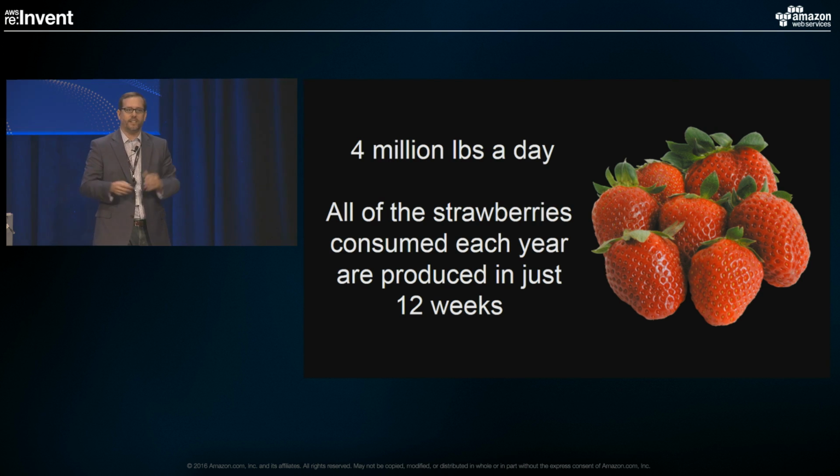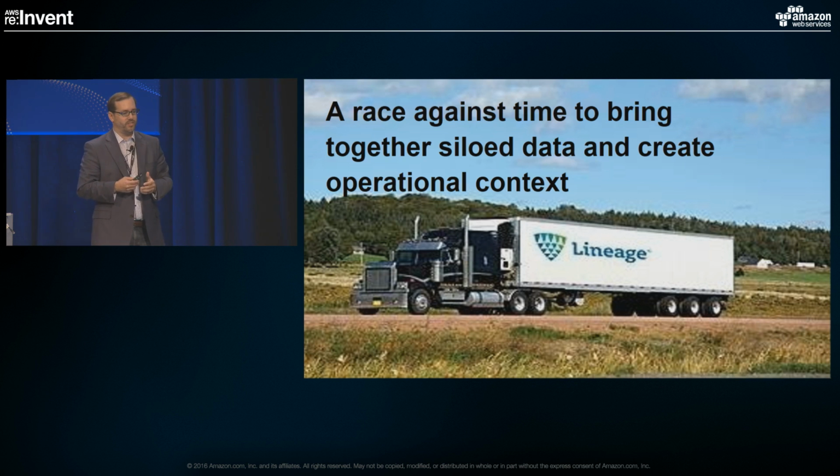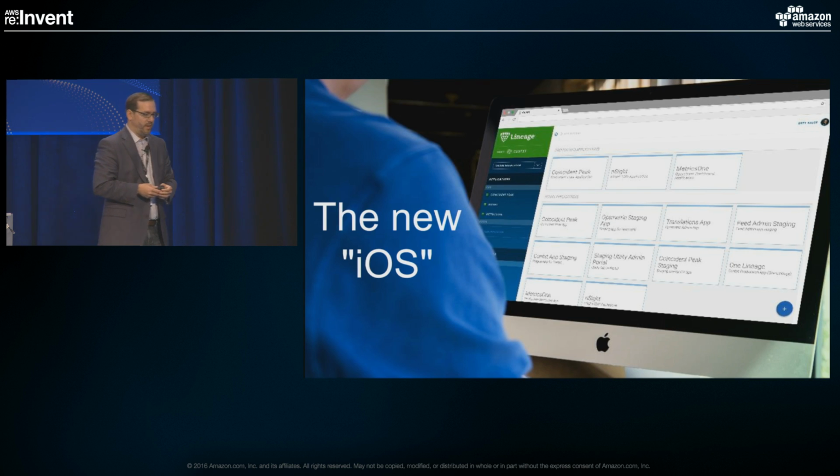Another point of context is that all the strawberries that we pretty much consume in the US get produced in a 12-week period. So time is not our friend in this case, and it's a race against time to bring together that data very quickly and create operational context very quickly through alerts. And that's what John's going to walk you guys through.